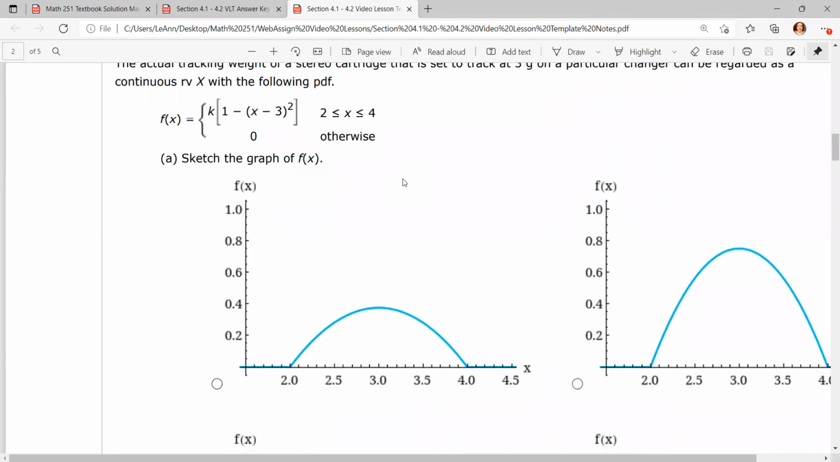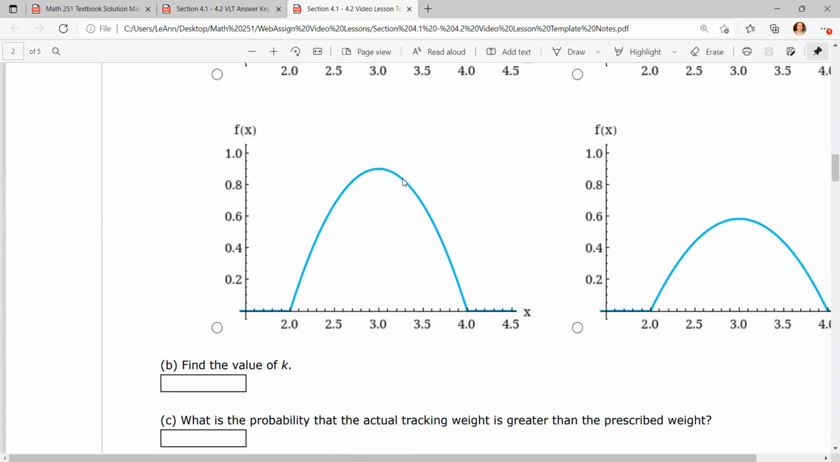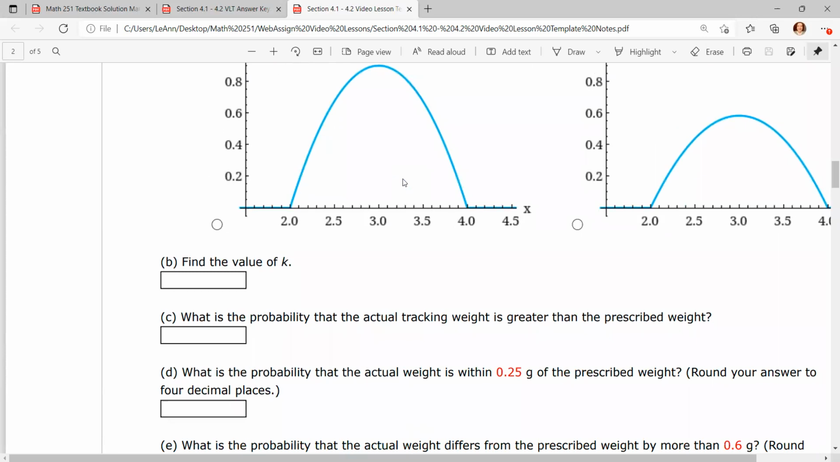It says to sketch the graph of this f of x. Well, to be able to sketch this, the first thing I feel like you need to do, especially to get an idea of the height, because all of these go from 2 to 4 on the choices, I would actually do this first part down here, find the value of k. And for this to be a legitimate probability density function, the integral of a continuous function from our start to end for our area has to equal 1. So if we can prove that, then we'll be able to show that we have a legitimate PDF also, and we'll be able to solve for that value of k.